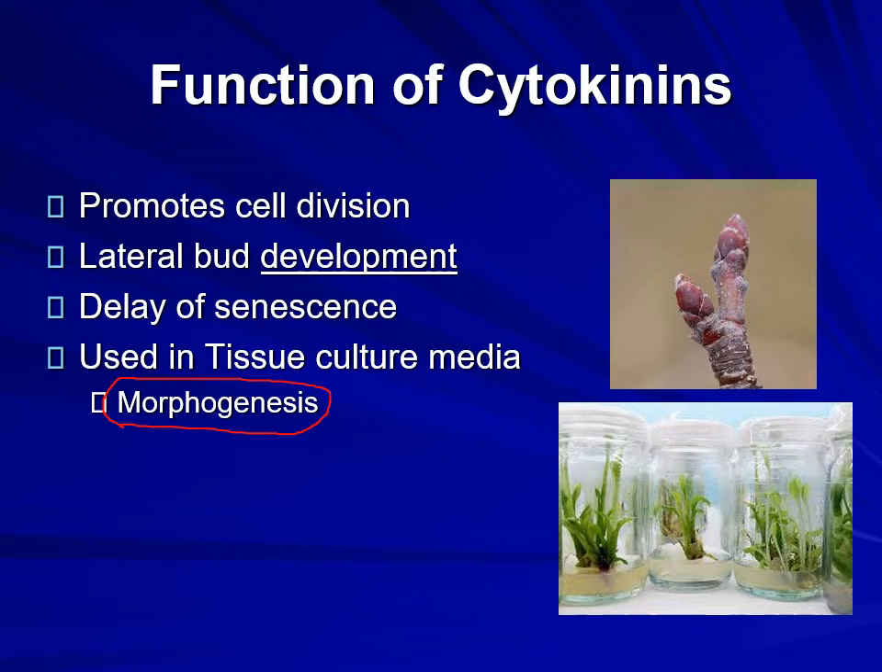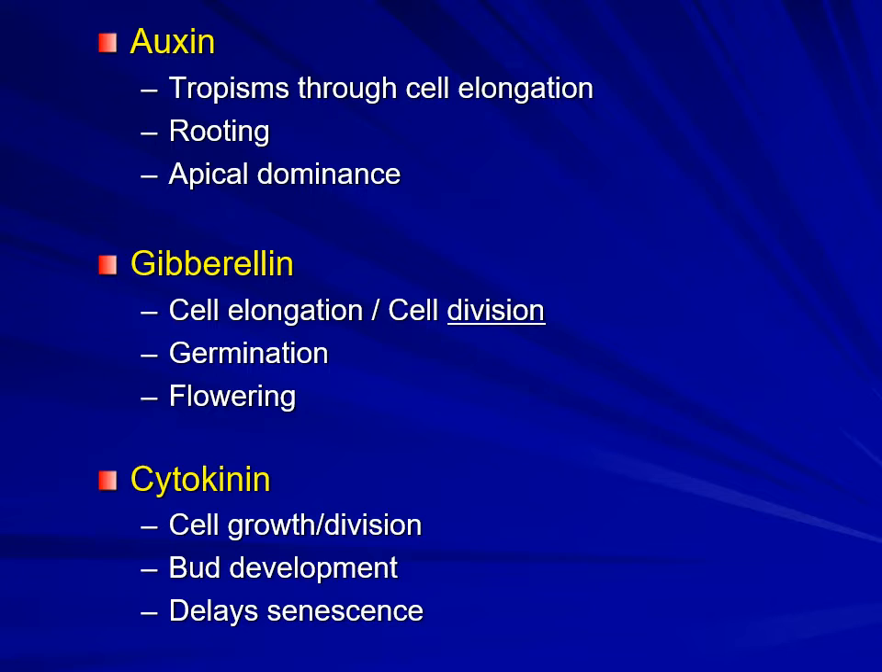So I'm going to skip ahead. So with auxins, they're responsible for cell elongation. We talked about the different tropisms. They're used for rooting and apical dominance. Gibberellins cause extensive cell elongation in combination with cell division, critical, for sure, remember that. They help with germination and triggering of breaking dormancy. They also stimulate flowering, like in the azalea. And cytokinins stimulate cell growth and bud development and also delay senescence of lower leaves.